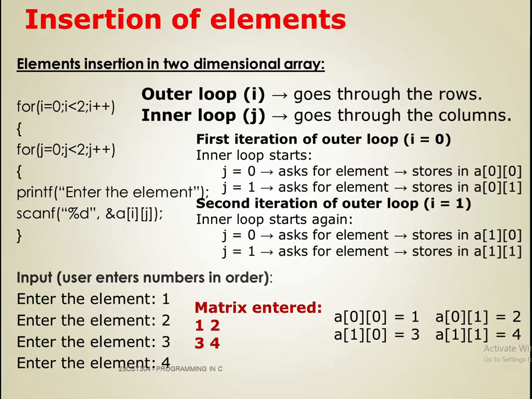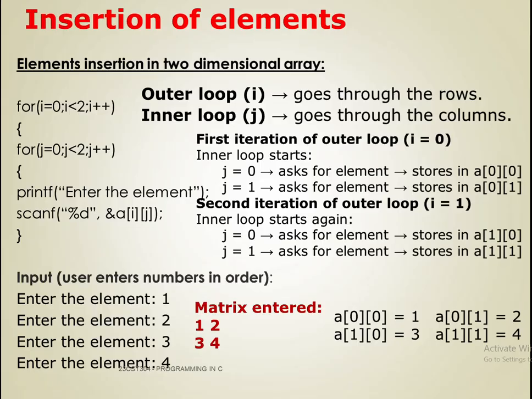The second iteration of the outer loop, i equal to 1, then the inner loop starts again. Here j equal to 0, asks for the element, stored in a[1][0]. Then j incremented, j equal to 1, asks for the element and stores it in a[1][1]. Then again j equal to 2, the inner loop is false, then it goes to the outer loop. There also the condition is false, then it moves on. When i equal to 0, we are working with the first row. Then i becomes 1, we are working with the second row.